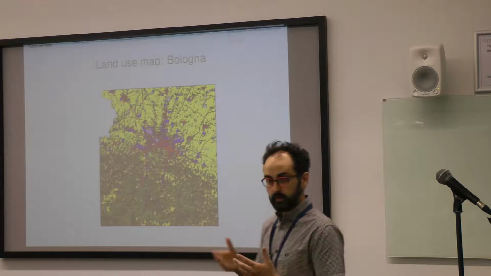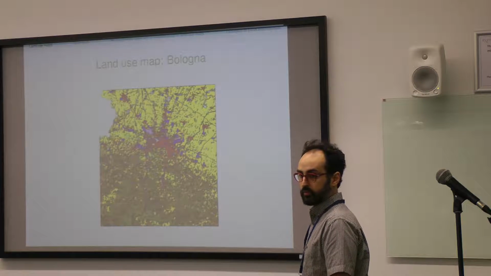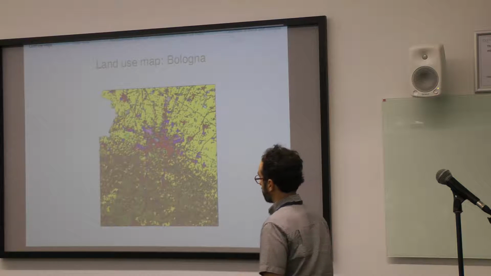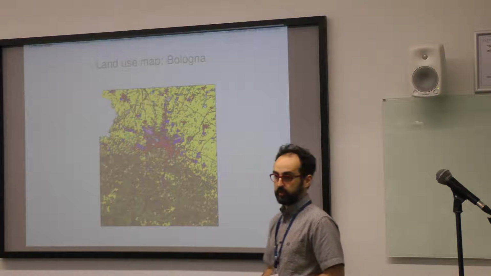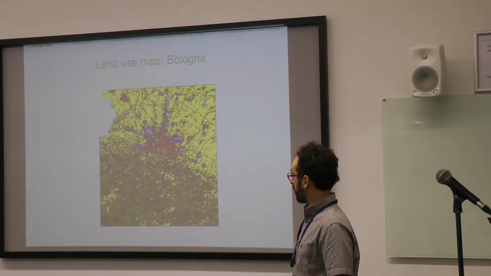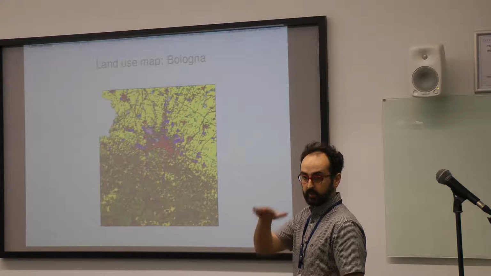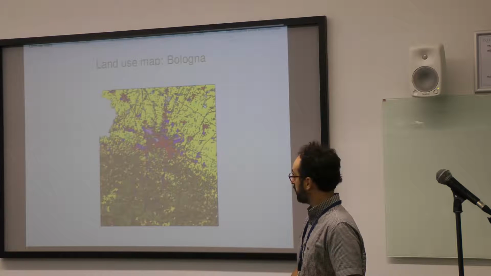So land use maps give you an idea of the distribution of land use over space. And you can look at this map, and you can also compare this map across different times to have an idea of the dynamics of the urban growth.